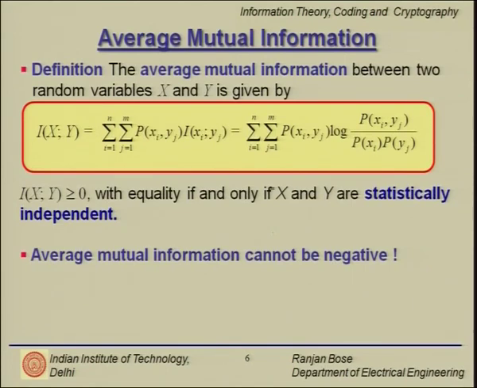Average mutual information cannot be negative. So, a channel can at most give you some information about what was sent, but it cannot be negative. This is the take home message from average mutual information.